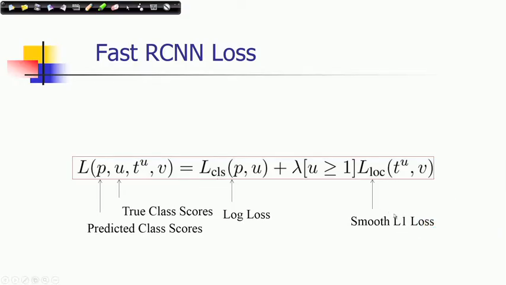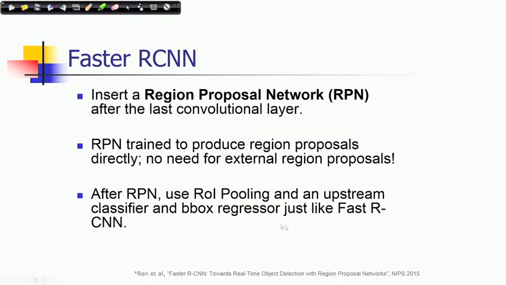L1 is the function which is used for computing the regression of the box, the error deviation of the localizations, or deviation of the rectangles from the true rectangle to the predicted rectangle. So, TU is the true box coordinates and V is the predicted box coordinates. So, this is how the loss function is defined.